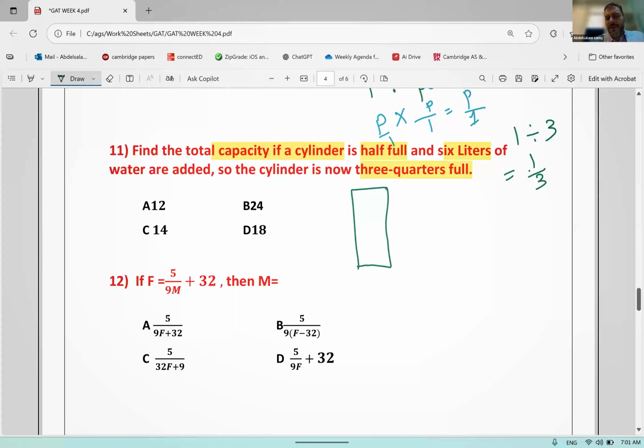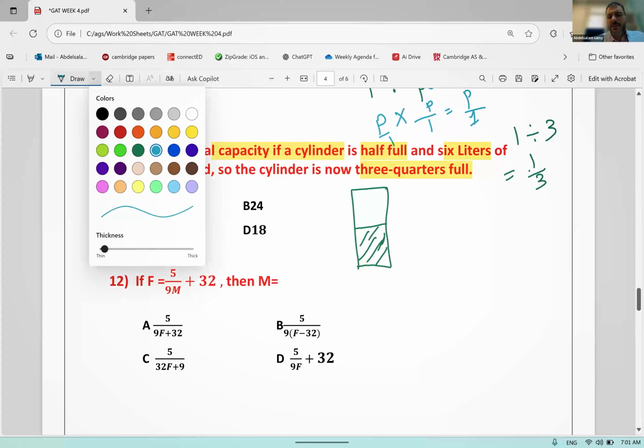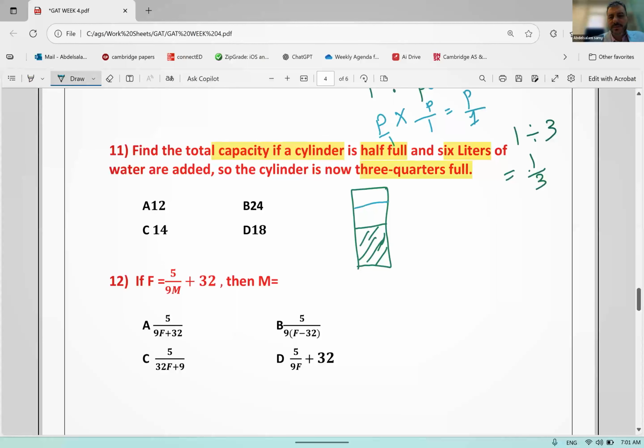The cylinder is half full. Do you see? It's half full. This is full. Then later, we add 6 liters. And now the cylinder is 3/4 full. It means this quarter is 6 liters. So this quarter also 6 liters, and this quarter 6 liters, and this quarter 6 liters.